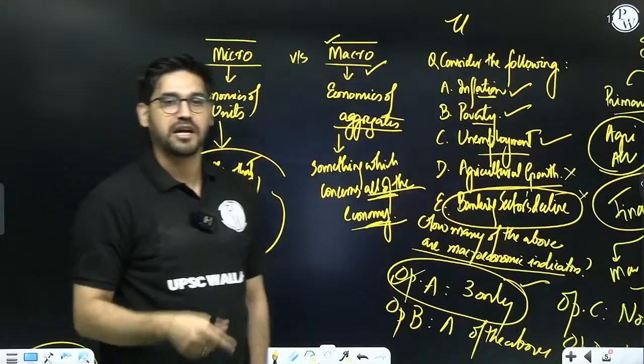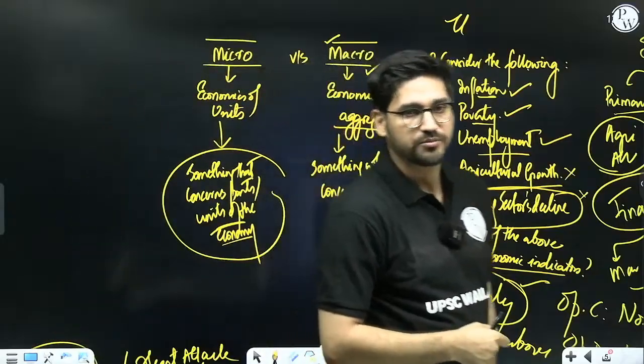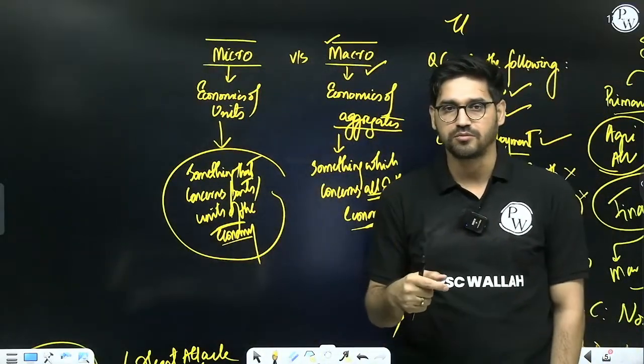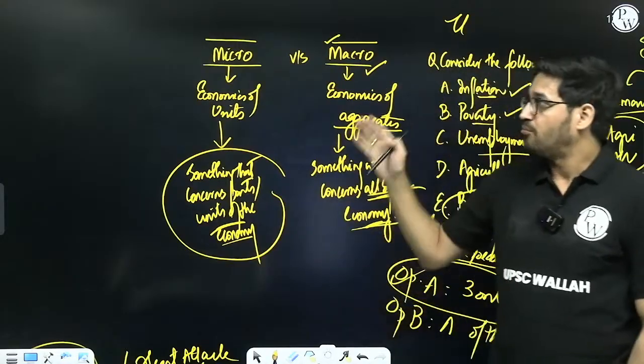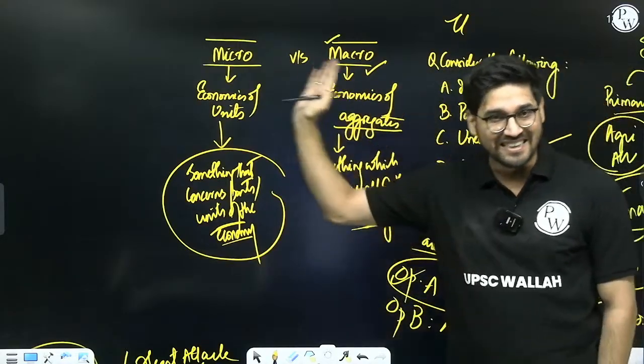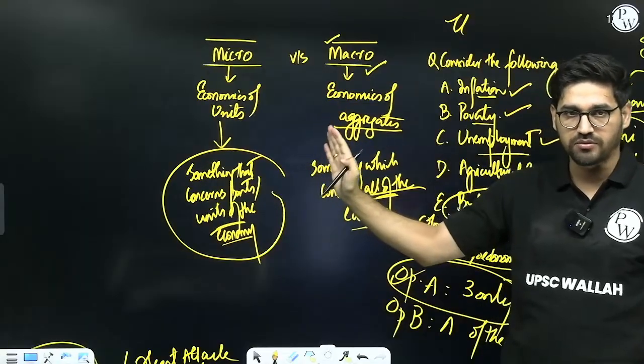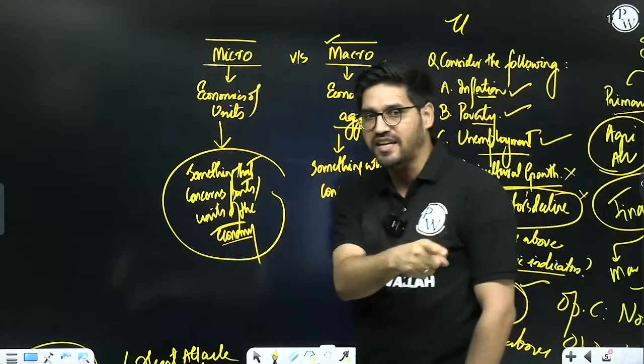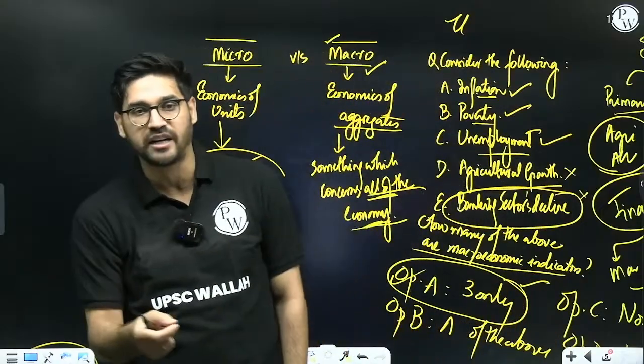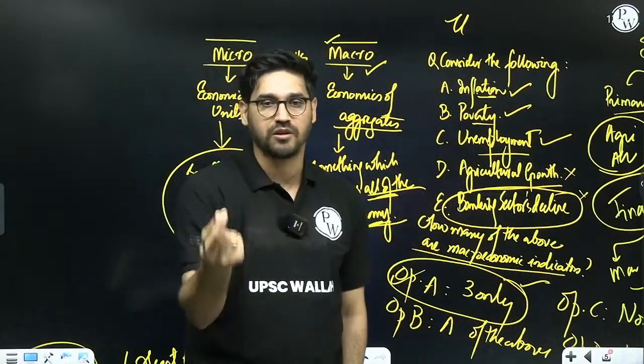Unemployment of engineers is micro? Yes. Then it is going to be micro. Do you get this? Macro means you are studying the entire economy as a whole, something that concerns the entire economy as a whole. So if you are saying agriculture sector, you're not saying all sectors of the economy combined. We're talking about some components of all the sectors.